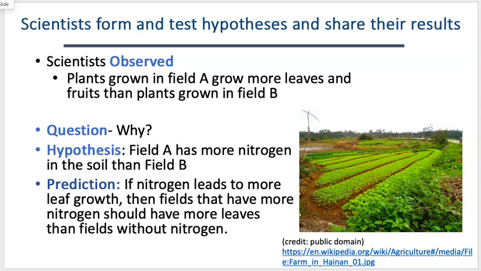Now remember that a good hypothesis should be testable, which of course we can test this. It should be falsifiable, meaning we might find that nitrogen has nothing to do with it. We won't know until we test it. And then finally, it needs to lead to predictions. Our prediction here is, if nitrogen leads to more leaf growth and more fruit production, then fields that have more nitrogen should have more leaves than fields without nitrogen. Again, it's that if-then statement. If the hypothesis is correct, then this is what we expect to see in our data.